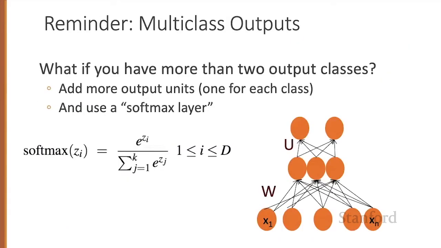What if we want to have more than two output classes? As we saw for logistic regression, we can just add more output units, one for each class, and use a softmax layer. So we could produce positive, negative, or neutral sentiment, or five values of sentiment.